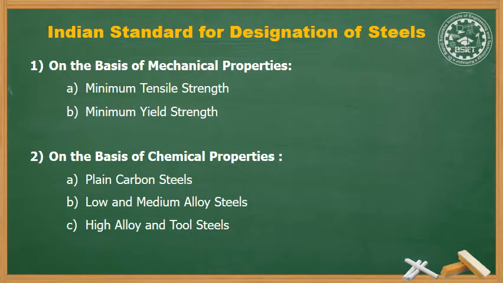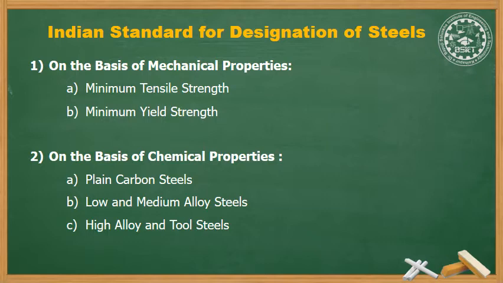Indian standard for designation of steels. As we already know, steels are widely used in our daily life applications like construction, the automobile industry, or various components which have to be designed. So a large variety of steels is used, and these steels are designated by the use of several numbers or digits. According to the Indian standard, the steels are designated in two major groups.